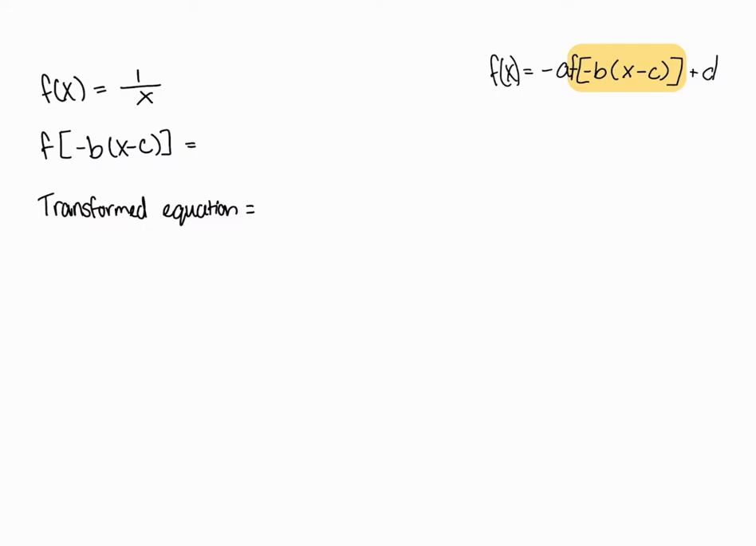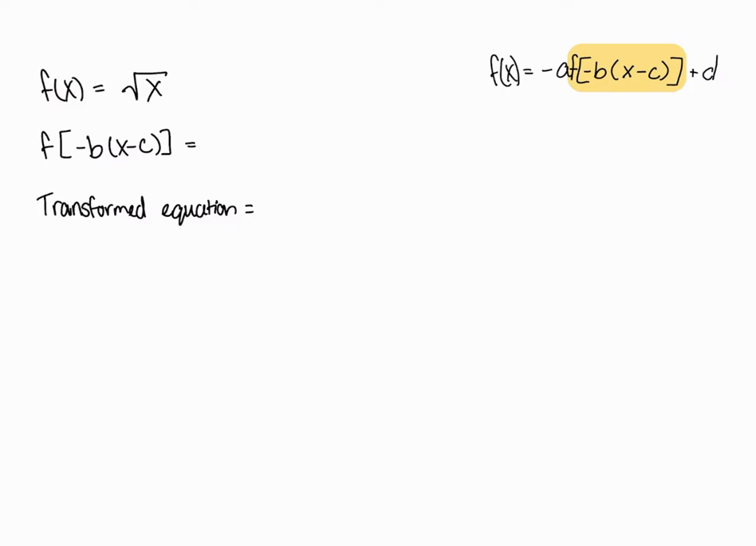Now let's try it with the reciprocal function. So if f of x equals 1 over x, then f of negative b times x minus c would be 1 over negative b times x minus c. So plugging that back into the transformation equation where the highlighted section is would give us negative a over negative b times x minus c plus d. Since a is being multiplied by 1 over negative b times x minus c, it ends up on top in the numerator.